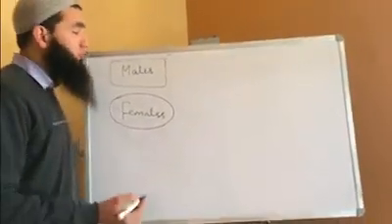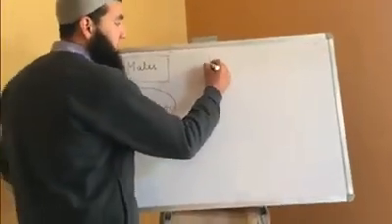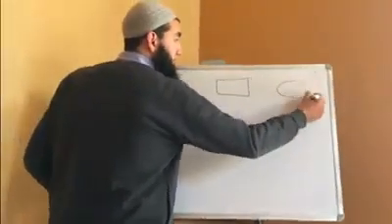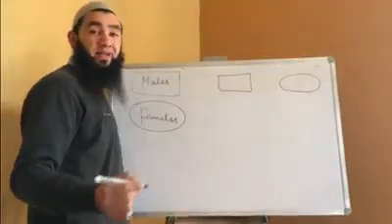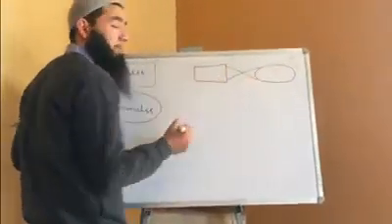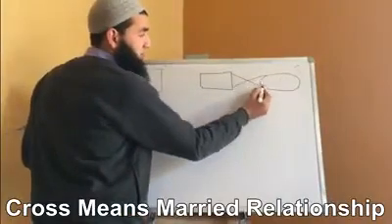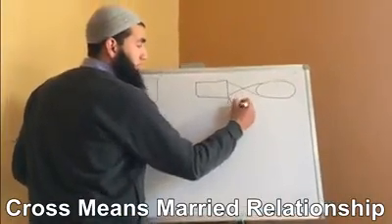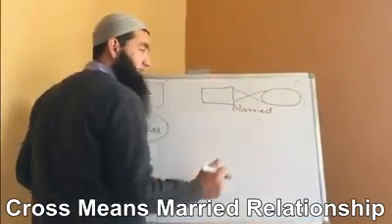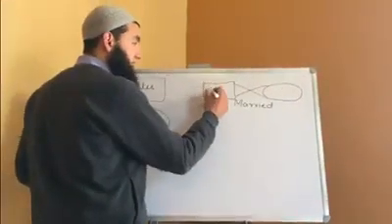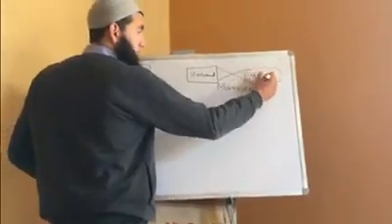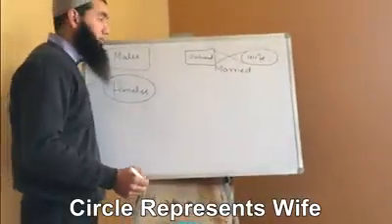Let me draw some few relationships. When we talk about a male and a female, both of them are married. If I have to draw a married relationship, I'll draw it with a cross. This cross shows the married relationship. So when a male and a female are married, I can easily say this is husband and this one is wife. You getting my point?